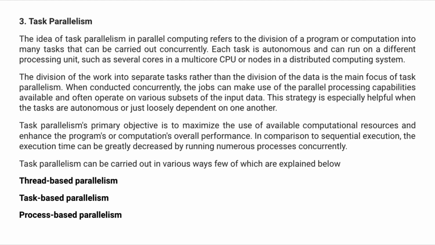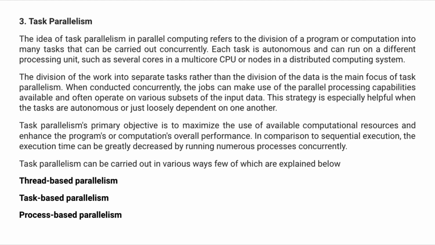In comparison to sequential execution, the execution time can be greatly decreased by running numerous processes concurrently. Task parallelism can be carried out in various ways, a few of which are thread-based parallelism. This involves breaking up a single program into several threads of execution. When running simultaneously on various cores or processors, each thread stands for a distinct task. Commonly, shared memory systems employ thread-based parallelism.